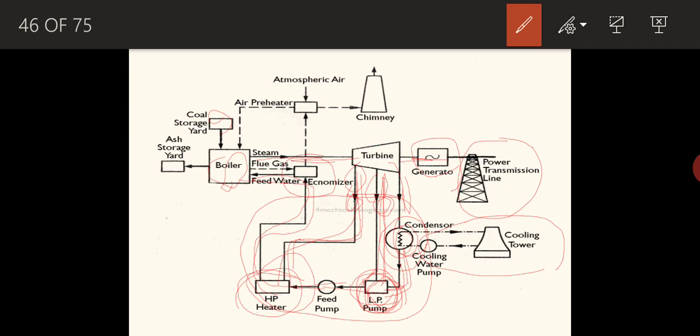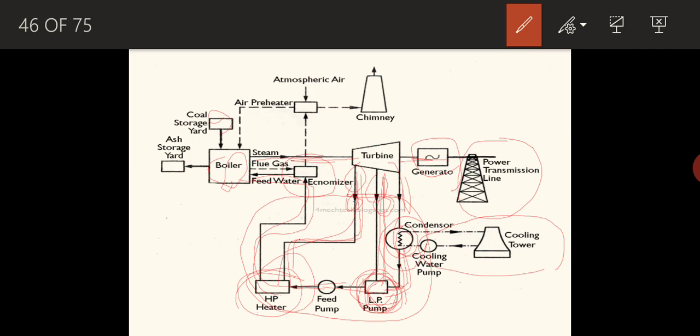Through the economizer, the water is also passing. That means economizer is actually a heat exchanger. So the heat from the flue gas is given to the water passing through the heat exchanger in the economizer. So the water is further heated before entering into the boiler.